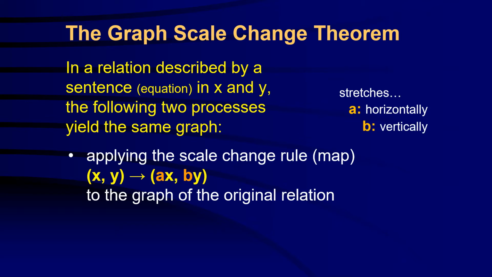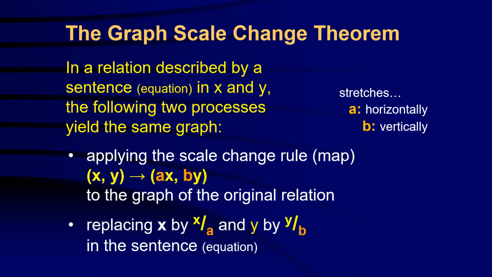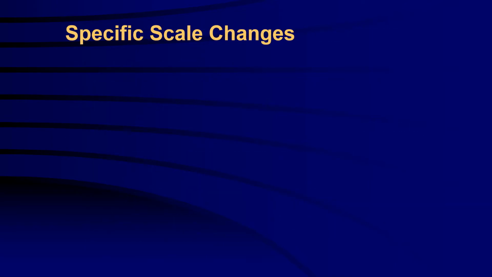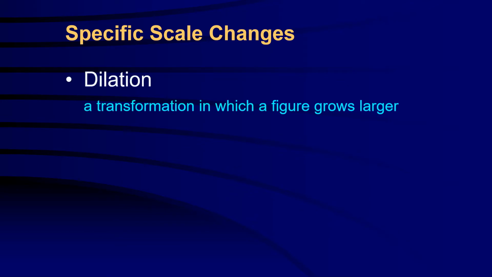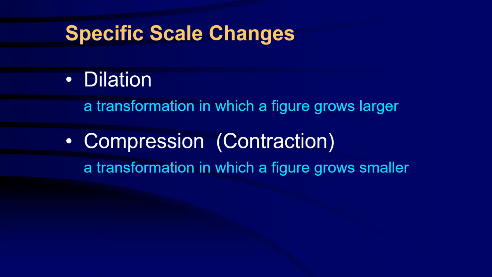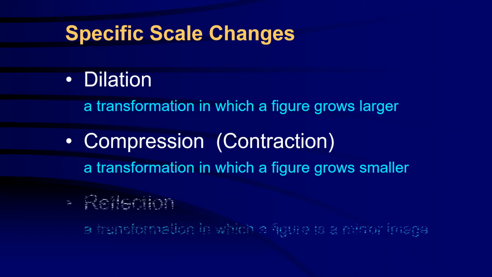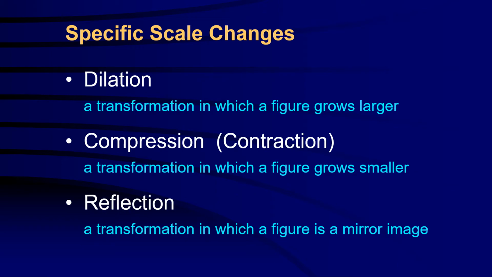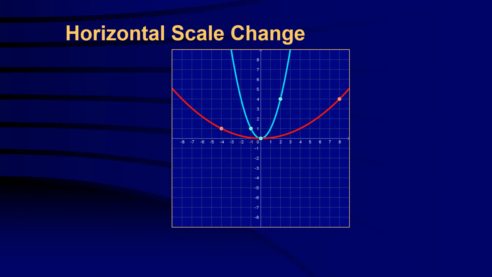In order to come up with a new equation for the image, you will need to take the x's and replace them with x over a's and the y's with y over b's in the original pre-image sentence. There are various types of scale changes. A dilation is a transformation in which a figure grows larger, while a compression or contraction is a transformation in which a figure grows smaller. You can also have a reflection, in which a transformation to a figure is the mirror image of itself. For this, and many of our upcoming examples, we will be using the quadratic parent function as our pre-image.